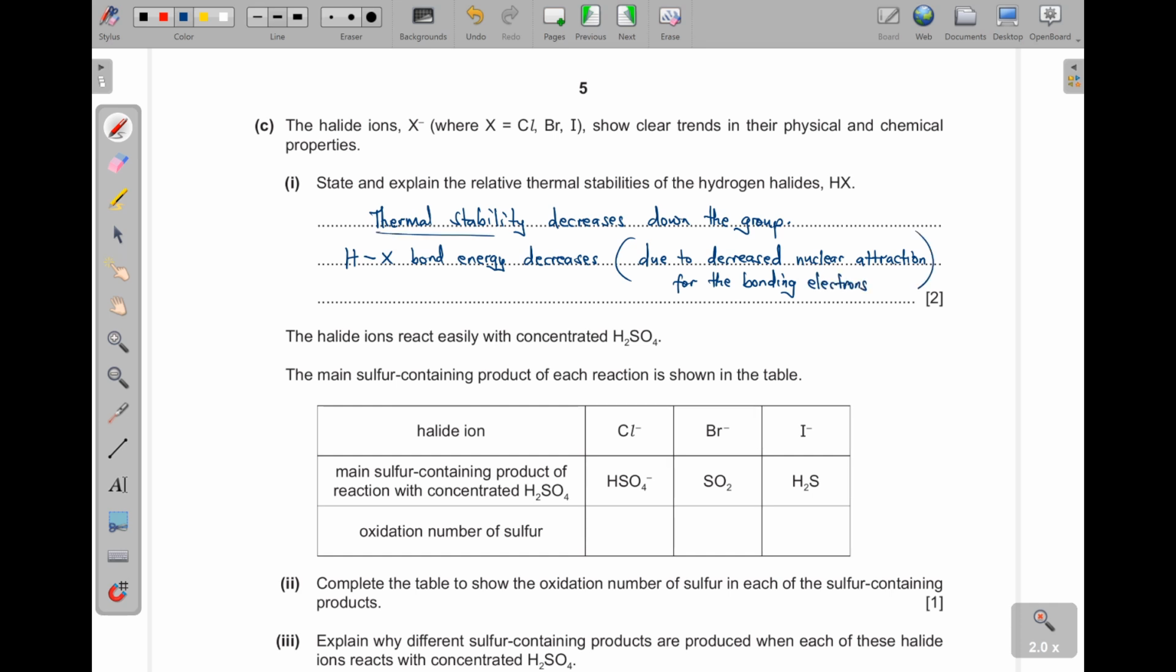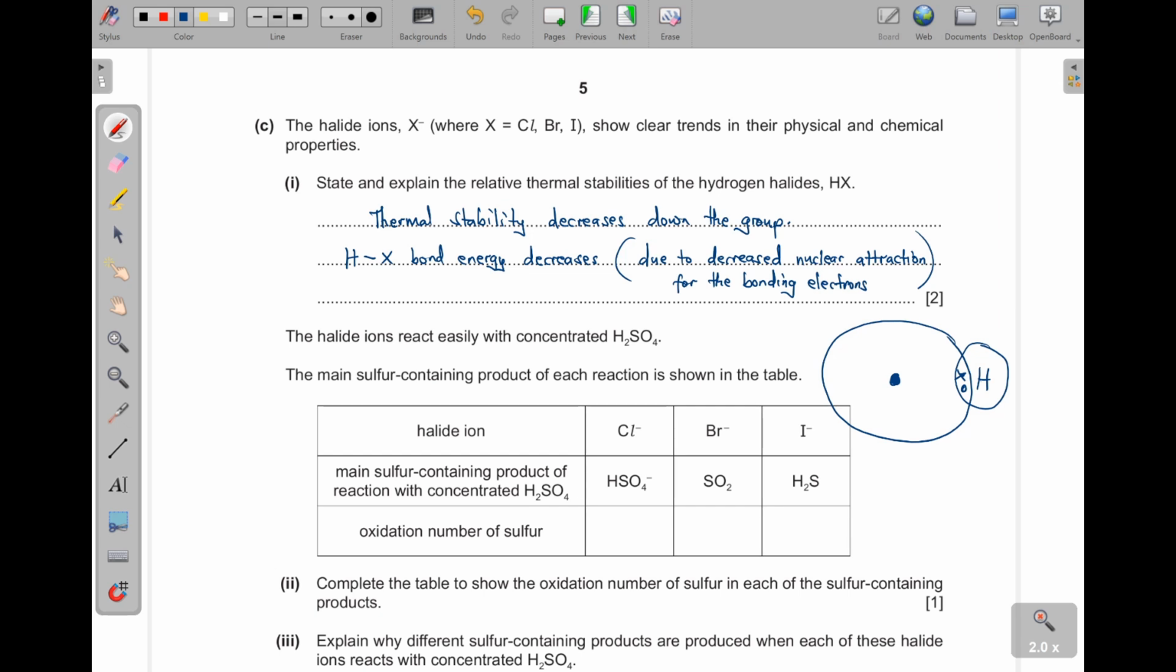Now, thermostability decreases down the group. The explanation is that the bond energies decrease, but this is how it is. I've added this one just to explain where it comes from. Let's say I have iodine. This is the nucleus, and the outermost shell electron is there. This one is maybe bonding with the hydrogen, so they are sharing electrons.